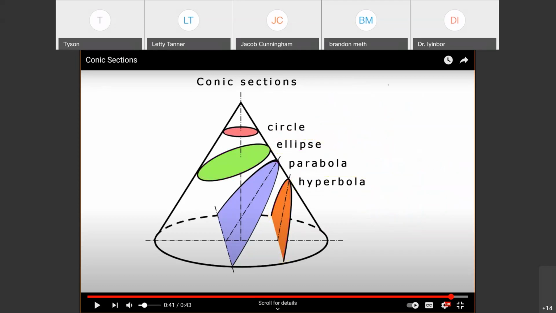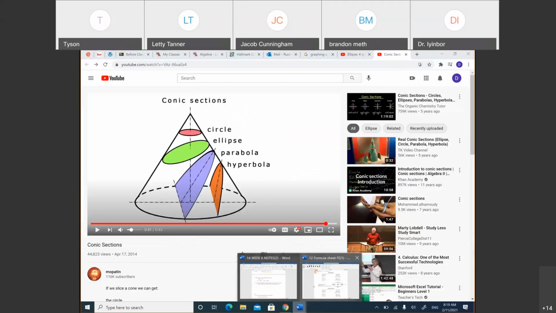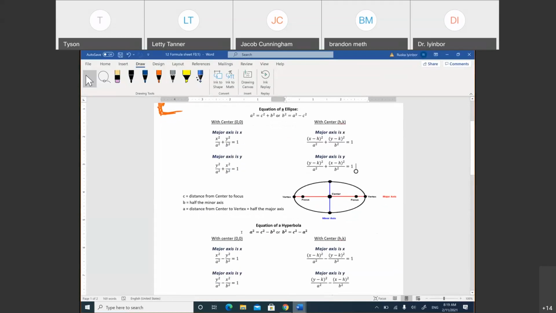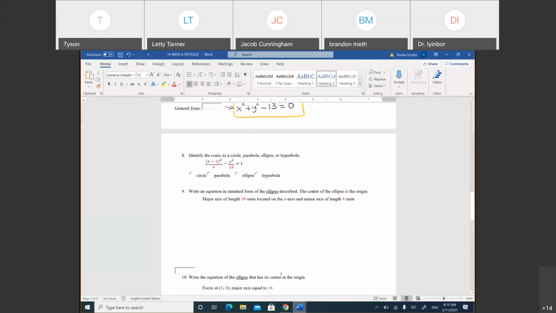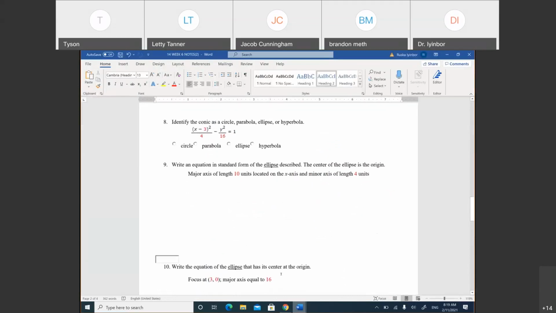Okay, so now let's look at the handout we have. We're going to use the formula sheet, and in the formula sheet you have the equation of the ellipse in the beginning, then the equation of the hyperbola, and I'm going to go over all these equations. Okay, so now we're going to continue with number 8 in the handout, and number 8 is asking us to identify the conic as a circle, parabola, ellipse, or hyperbola.